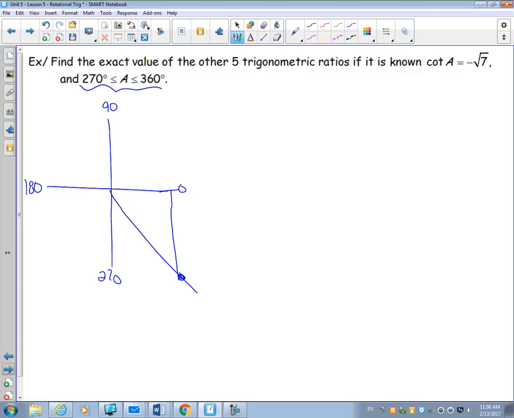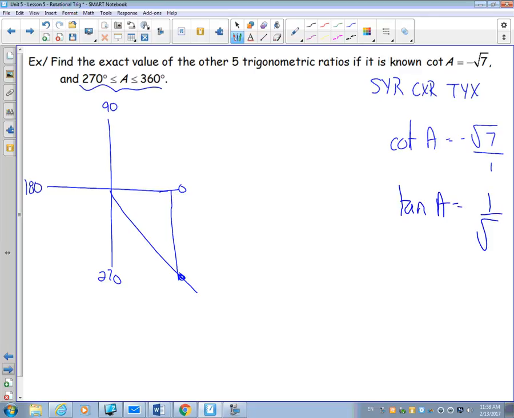Okay. What else are they trying to tell us? They're trying to tell us that cotangent. How does cotangent work? Well, if I go back to Sir Sixer 6, cotangent of A is negative root 7. Now, tricky here. That's actually over 1. And cotangent is the opposite of tangent. So tangent is actually 1 over root 7. There's a negative sign in here somewhere.